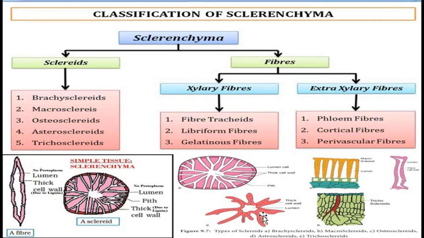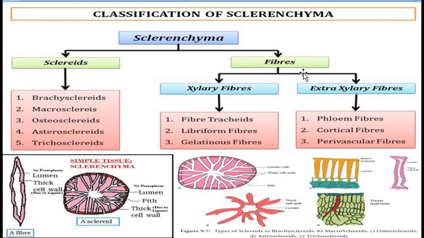Then the fourth type of sclereid is called asterosclereids. Here it gives the appearance of a star shape and there is a wide lumen in the center. Then the last one is called the trichosclereids, which look like a trichome or hair-like structure where the lumen is narrow. So these are the different types of sclereids.